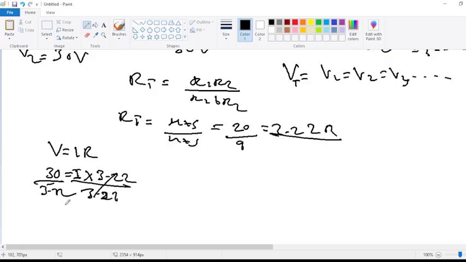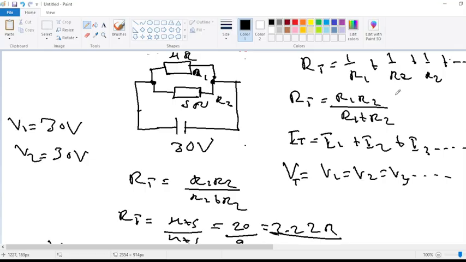So you cancel. Meaning the total current is equal to 30 divided by 2.22. You are going to have 9.32, which is the current supplied in this circuit. So you have a current of 9.32 being supplied across this circuit.